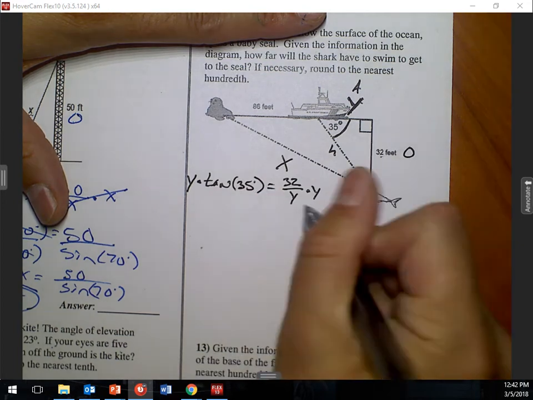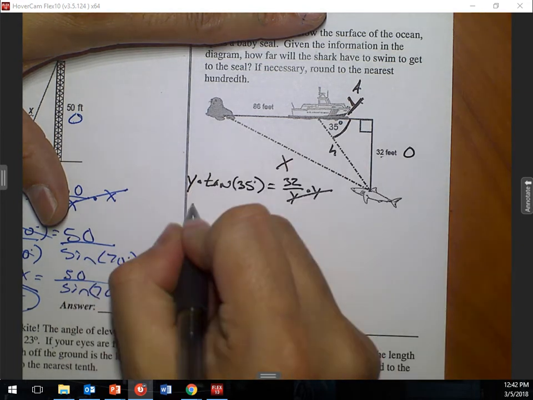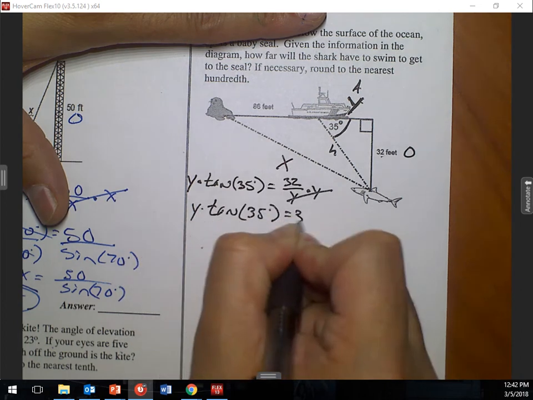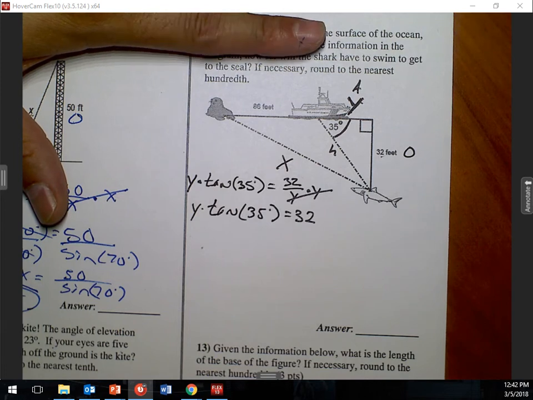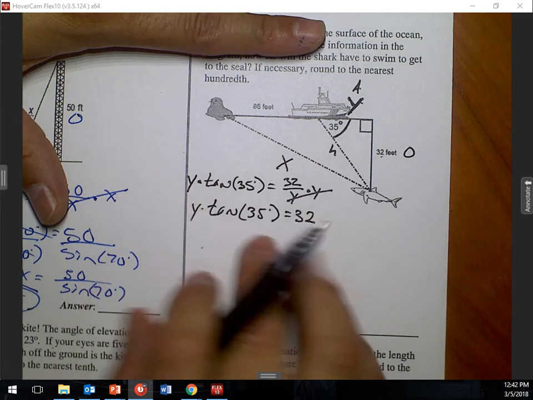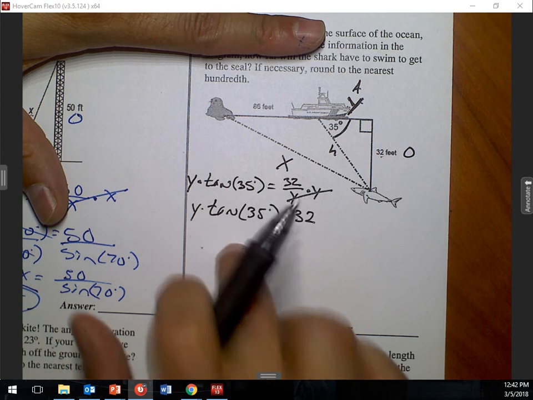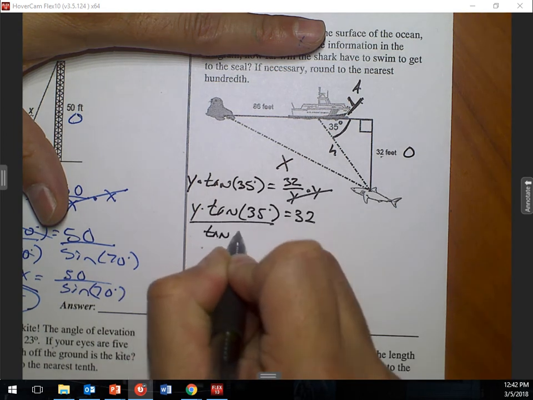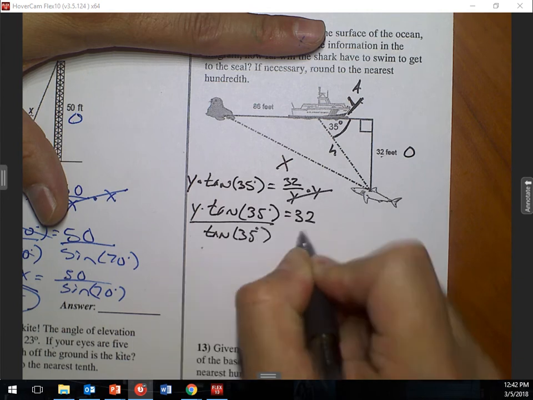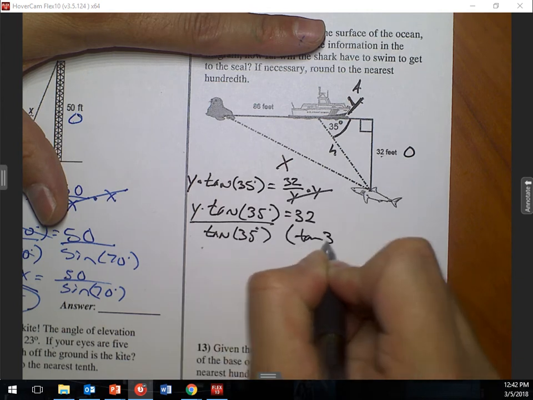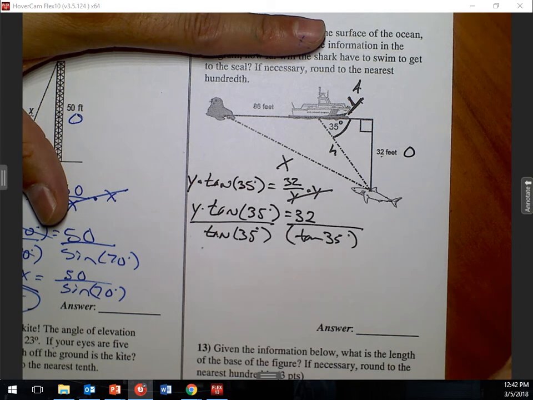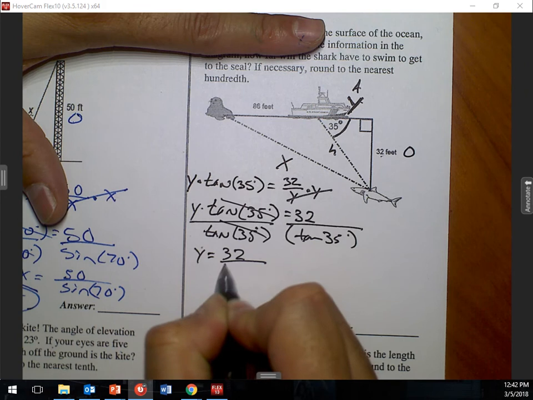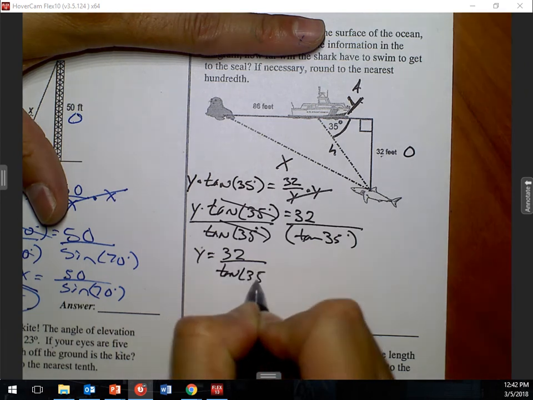Alright, so right here. So I'm going to get y times tangent of 35 is equal to 32. Is everyone okay? Now, what would I do? I'm still trying to get y by itself. What am I going to do here? Divide by tangent. Very good. Those cancel, so I get y is equal to 32 divided by tangent of 35.